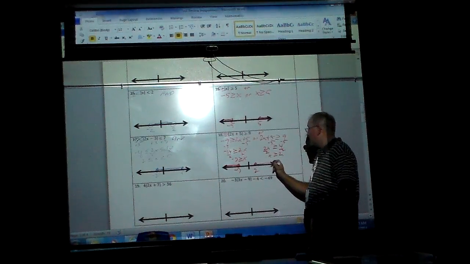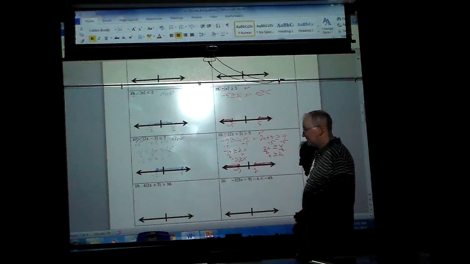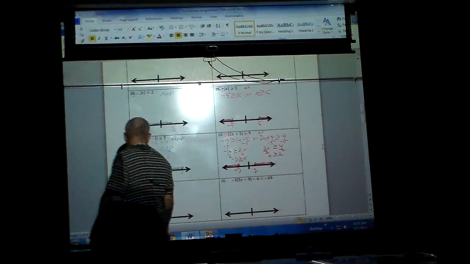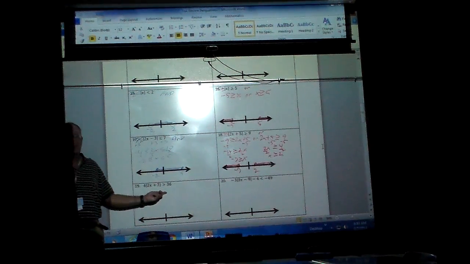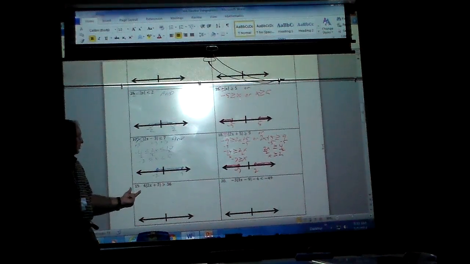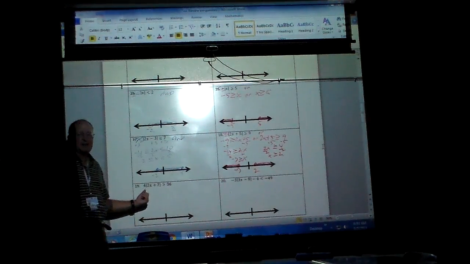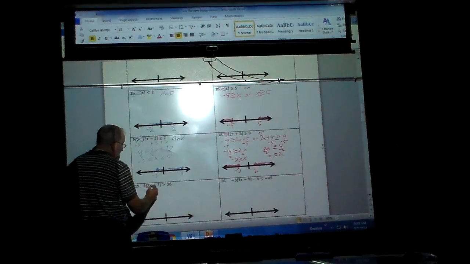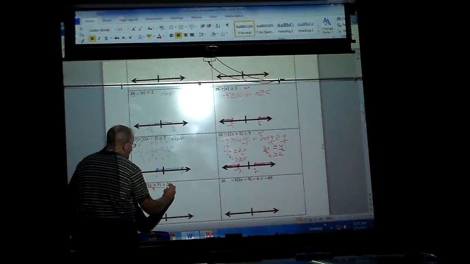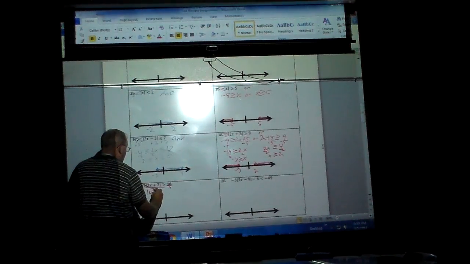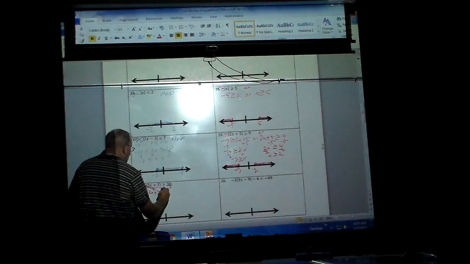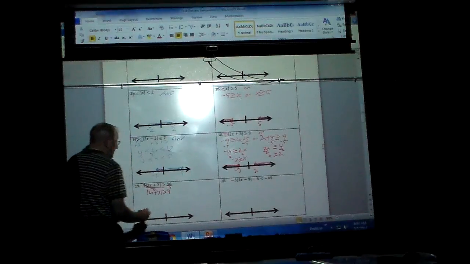And I'm looking for values that are bigger, which are like this. All right, coming over here to this one. Notice the absolute value has a 4 outside of it. I cannot do the ands or ors until the absolute value is by itself. So the first thing I'm going to do is divide everything by 4. That will cancel it out. So now I have the absolute value of 2x plus 7 greater than 9.